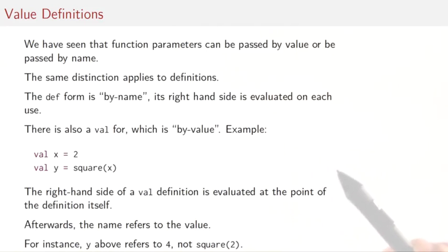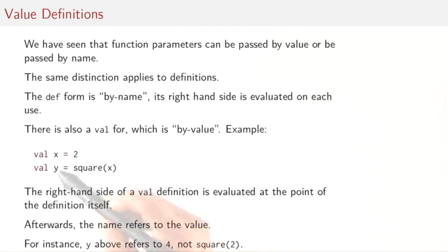Here's another piece of new syntax. We have seen that function parameters can be passed by value or by name. And in fact the same distinction applies to definition. The def form is in a sense called by name because its right-hand side is evaluated on each use. There's also a val form which is by value.